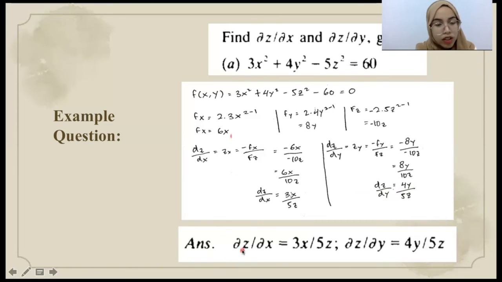So partial z with respect to x equals 3x divided by 5z, and partial z with respect to y equals 4y divided by 5z.